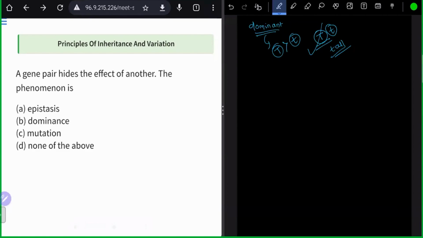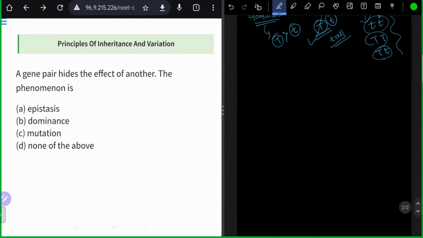So, what is a gene pair? First, gene pair is the same as allele. Gene pair means capital T, small t, or small t, capital T. These all are gene pairs. It is the same as allele for a particular gene, right? So, gene pair: one gene from the father and the other gene from the mother. Then the interaction between these alleles determines how the specific trait is expressed.